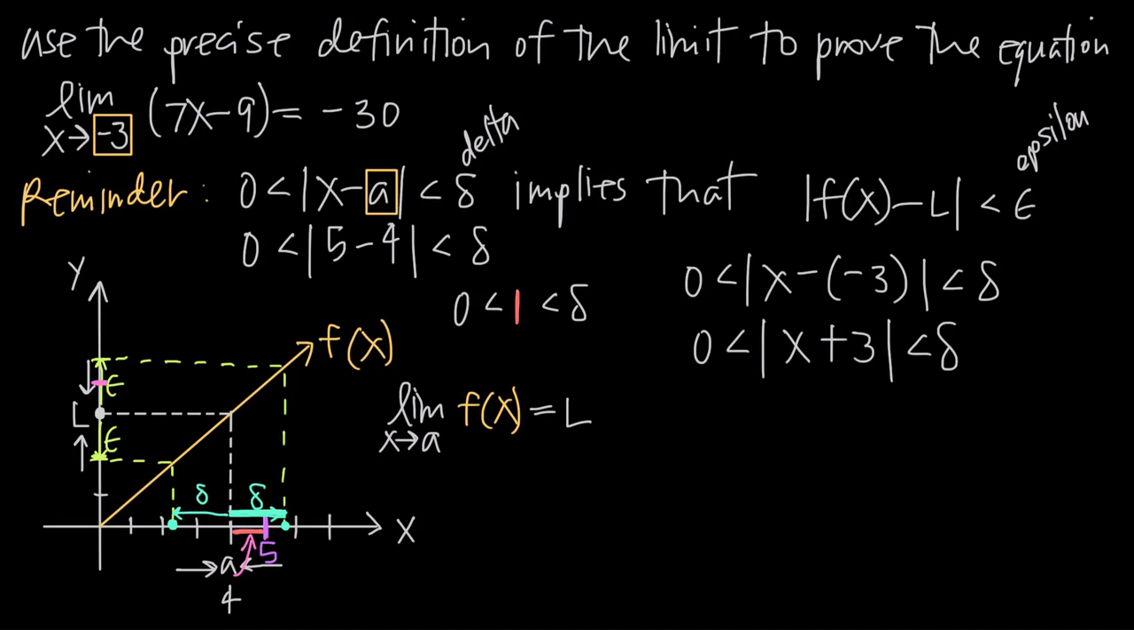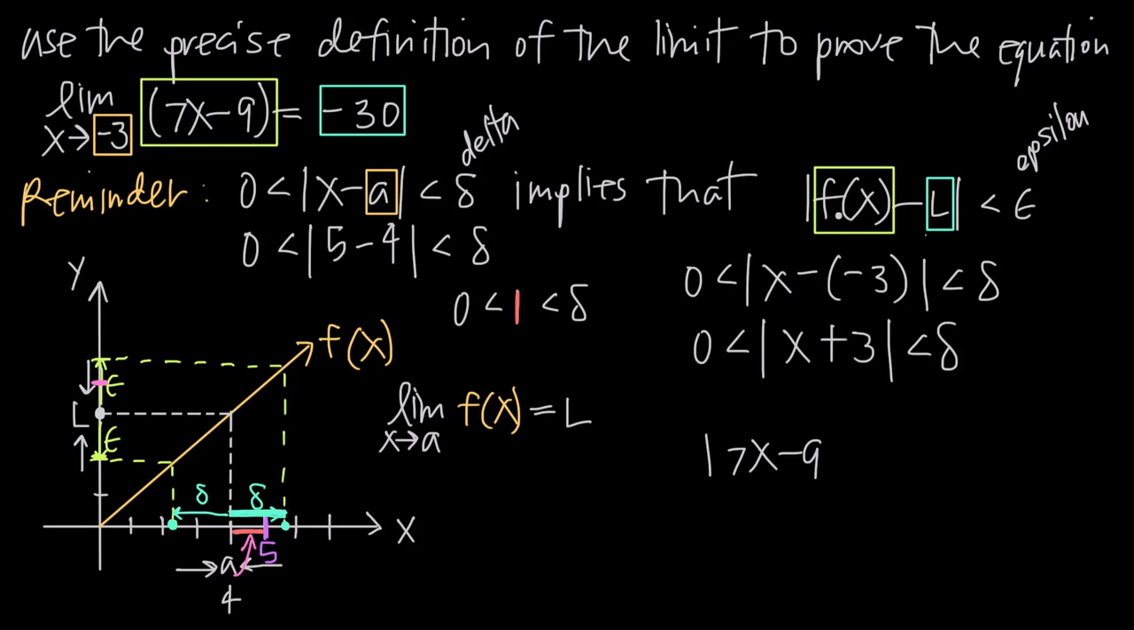Now into the other inequality, we're going to plug this function here, because this is f of x. We're going to plug this in for f of x, and we're going to plug in -30 for L, because what this limit equation tells us is that the limit of this function, 7x minus 9, as we approach -3 is equal to -30. So the limit is -30, so L is going to be -30. So let's go ahead and plug these two things into this other inequality here. So we're going to get the absolute value of f of x, which we know is 7x minus 9, minus L, or minus -30, and that's going to be less than epsilon.